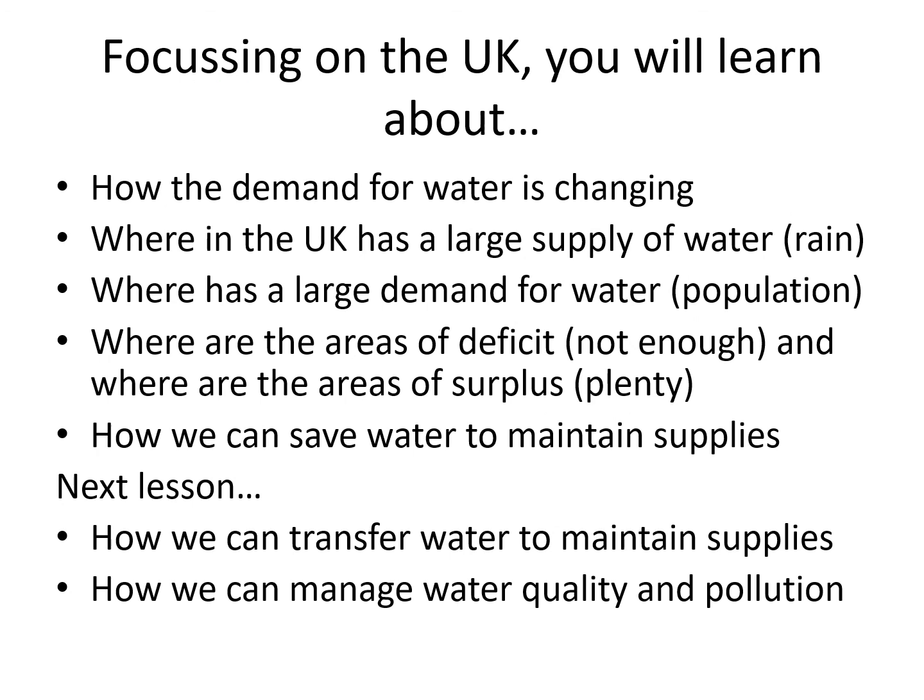Okay, so today that's the end of our lesson. You should have accomplished these top 5 bullet points, please. So you should be able to say how the demand for water is changing, so how it's increasing and why. You should be able to say where in the UK has got loads of rain. You should be able to say where in the UK has got high population density, so they've got a big demand. You should be able to name areas of deficit and areas of surplus. And you should be able to give us some ways in which we can save water to maintain our supplies. If you can do that, you've learnt this lesson and you've not missed out.